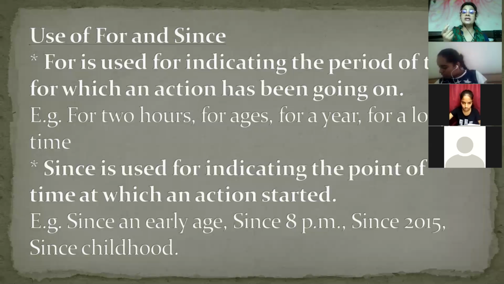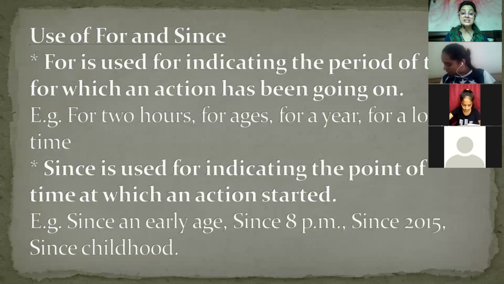So when the things are indicating a period of time and it doesn't show the fixed time, for that we use for. Now here comes to since. Since is used for indicating a point of time at which an action started. Now this is a sharp thing, like fixed time. जब कोई काम fix this time पे start हुआ, for that we use since.